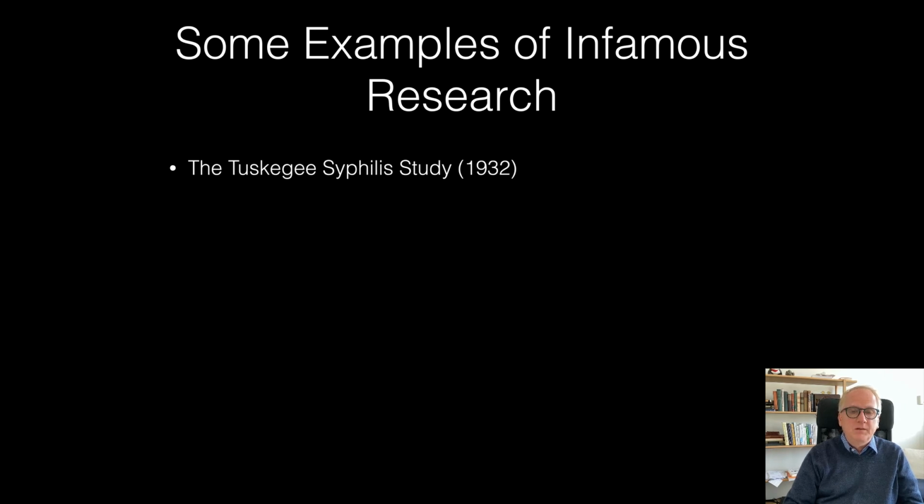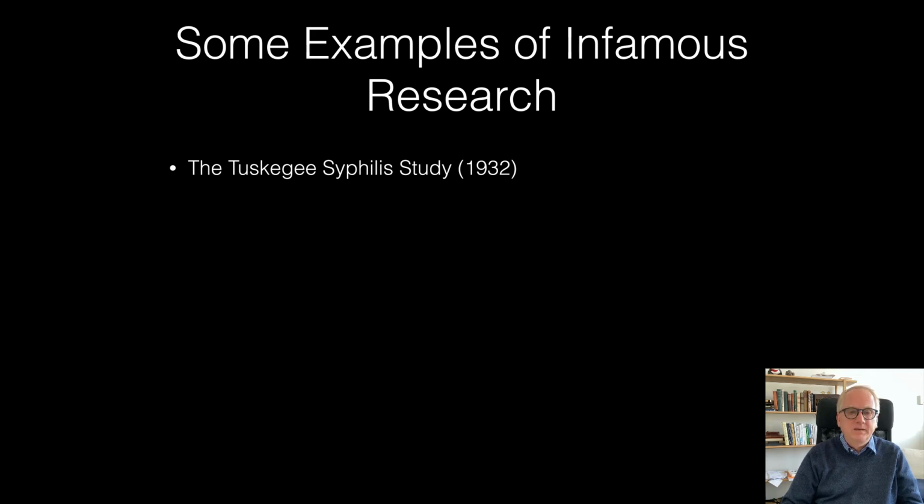So what they did was they found 600 poor, illiterate male sharecroppers who were mostly African American, who lived in Macon County, Alabama. Of these 600 men, only 399 had previously contracted syphilis, and none of them were told that they had a life-threatening disease. Instead, they were told they would be receiving free health care, meals, and burial insurance in exchange for participating. But really what was going on is that the researchers were not treating their syphilis.